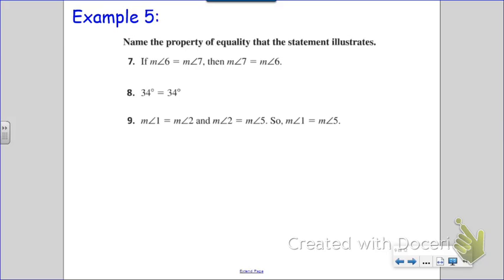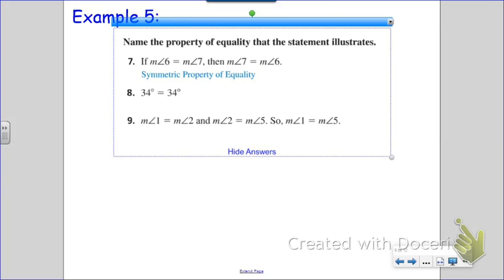Next, we'll look at just naming some properties in the problem. So our first one, if measure of angle 6 equals angle 7, then angle 7 equals angle 6. That's the symmetric property. 34 is equal to 34 is reflexive. Then we have if angle 1 equals angle 2 and angle 2 equals angle 5, then angle 1 equals angle 5, that's transitive property.